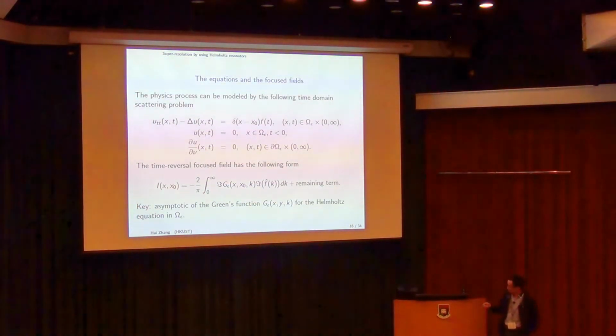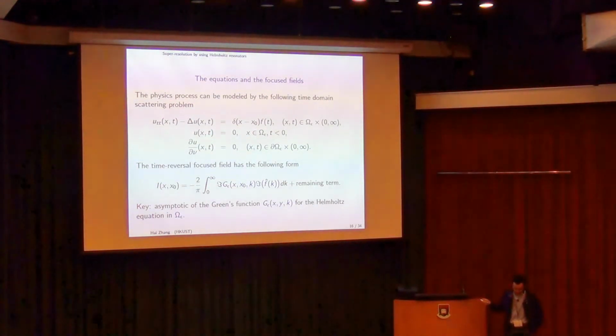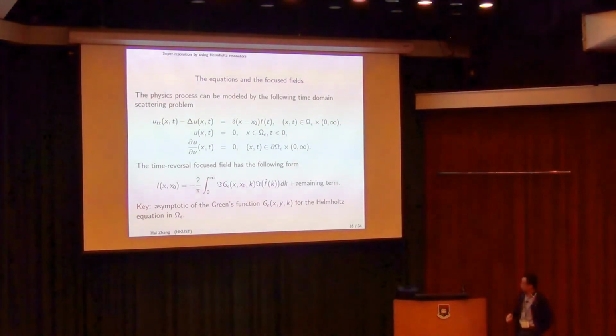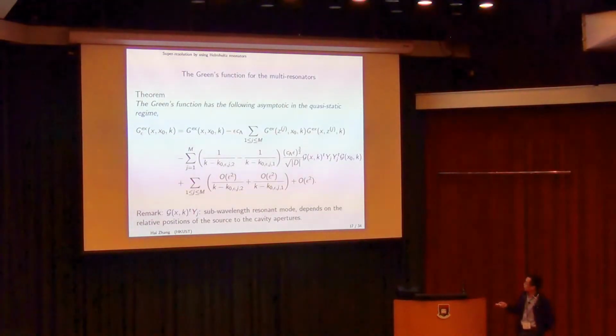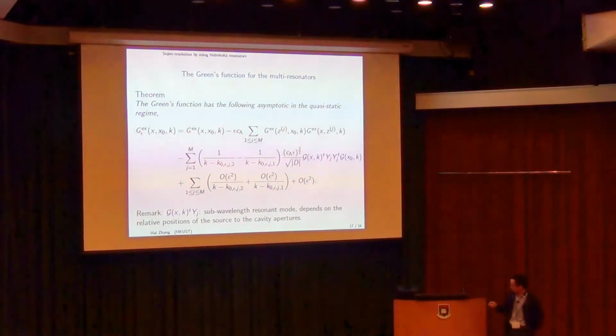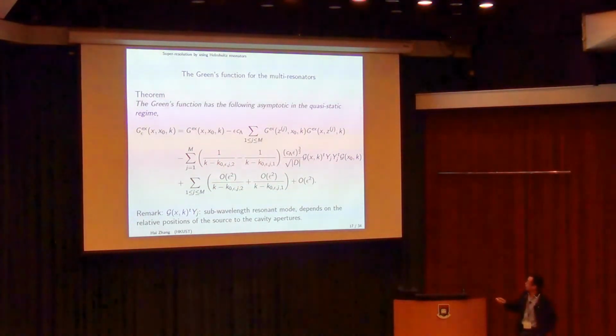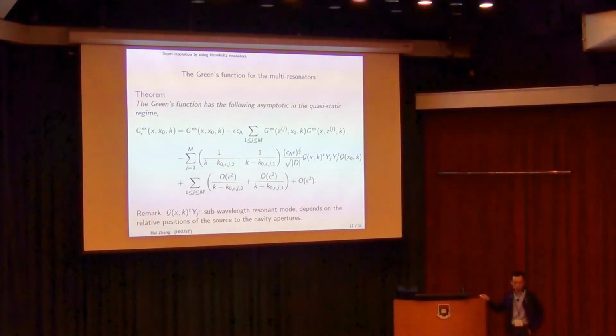So in order to understand the super focusing, we have to analyze the asymptotics of the Green function. Using asymptotic analysis, we can show that this Green function has this asymptotic form. It consists of several parts. The first part is the Green function in the space without resonators. This is the diffraction limit term, so there's no use here, and also some other small terms.